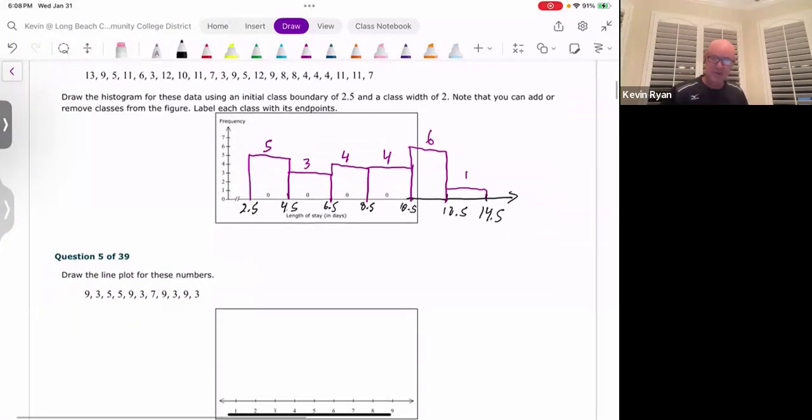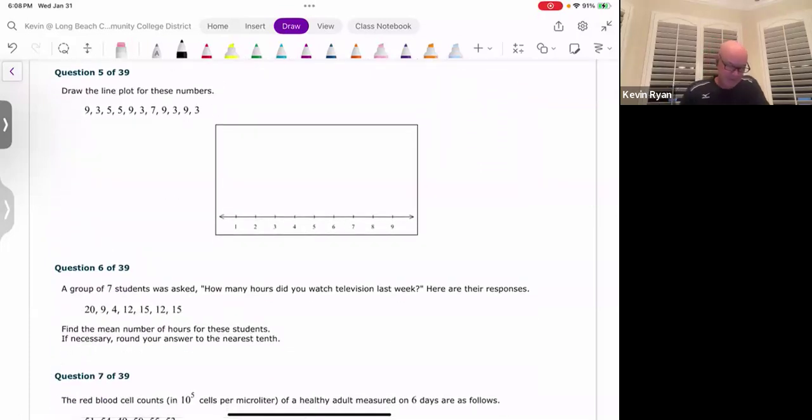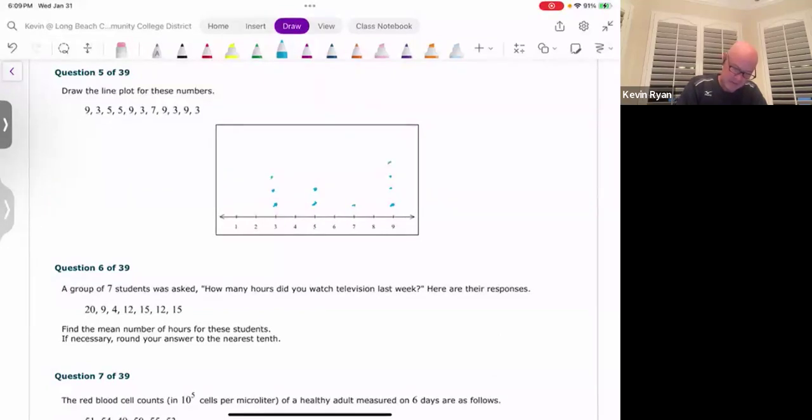All right. So we're going to do a line plot. So what I've always called a dot plot. Of course, this would be a lot easier for you, because you'll be on a computer.